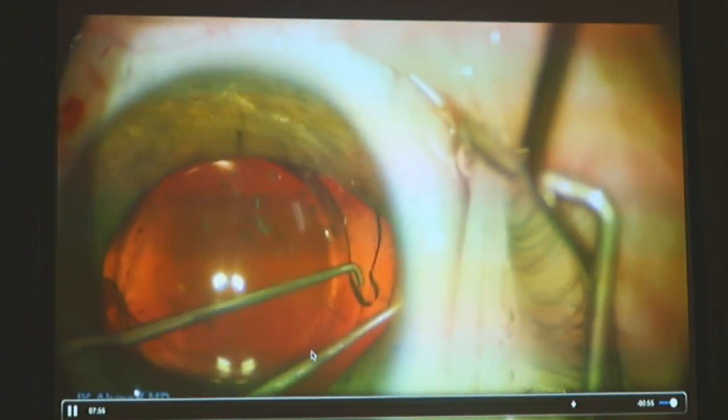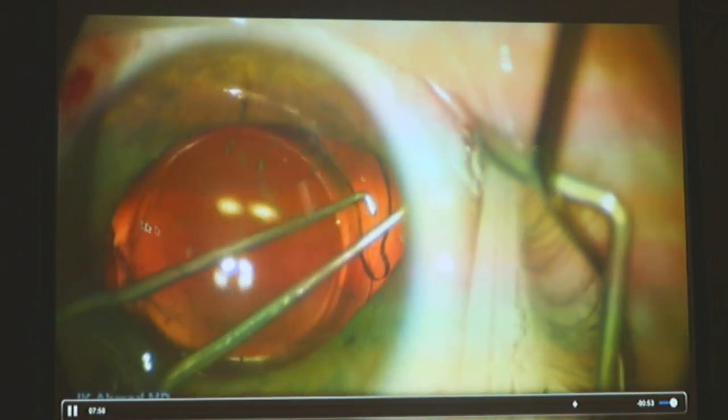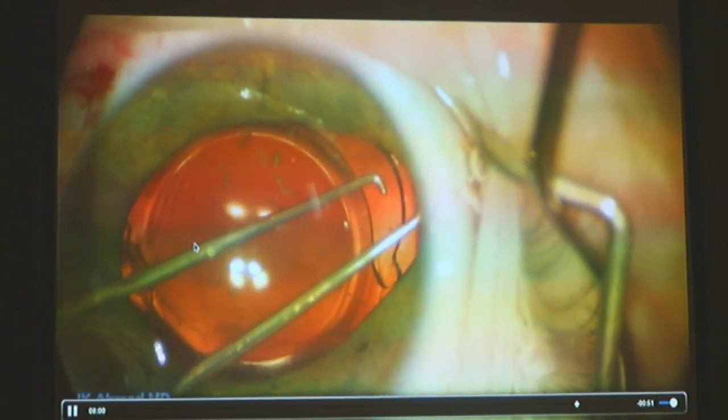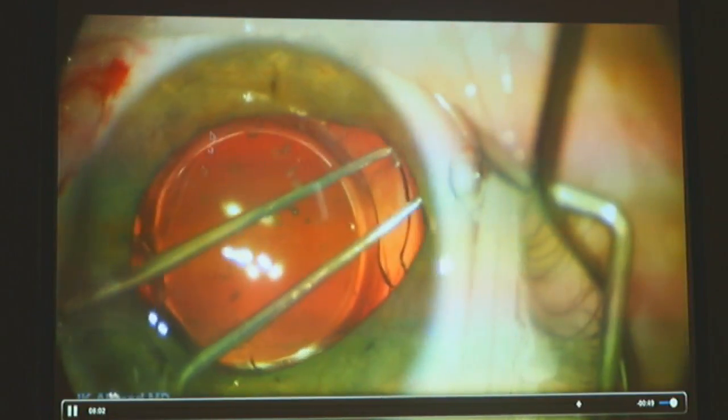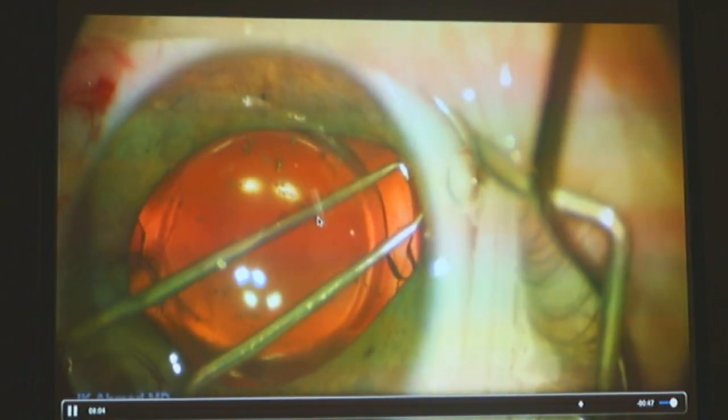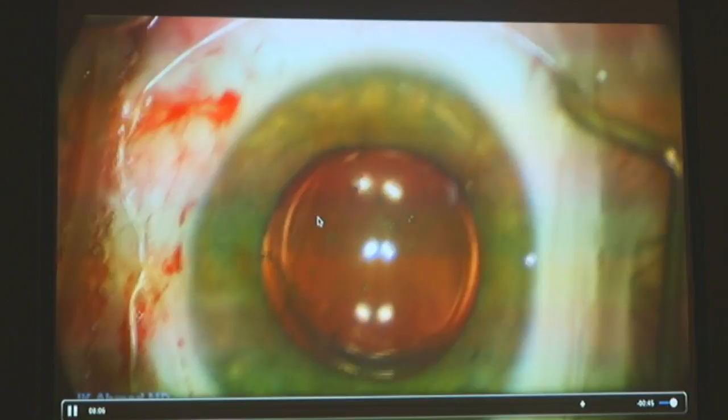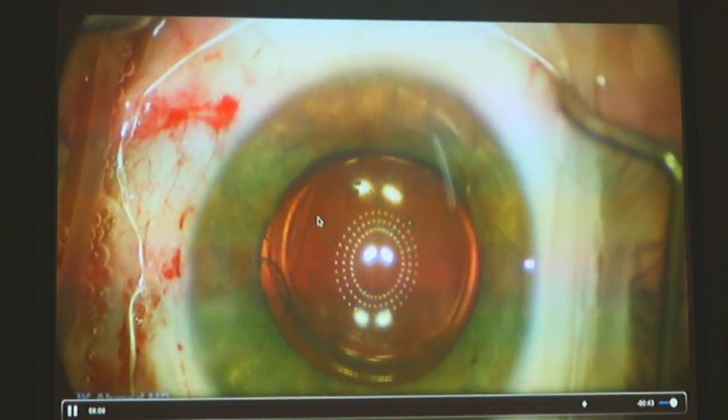This next case, I also have nice centration of the axis because it's well positioned; it will not rotate either. So the IOL haptics are in the bag, the optic is behind the posterior capsule. It's one of my favorite techniques.